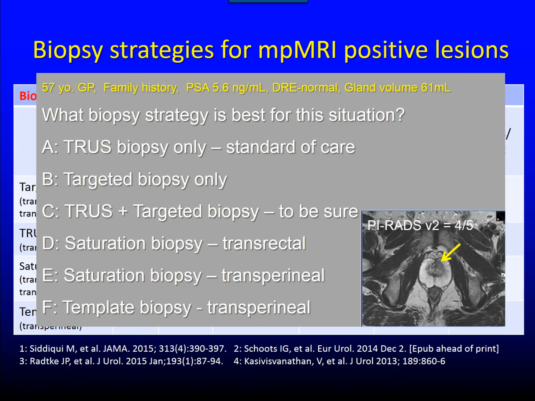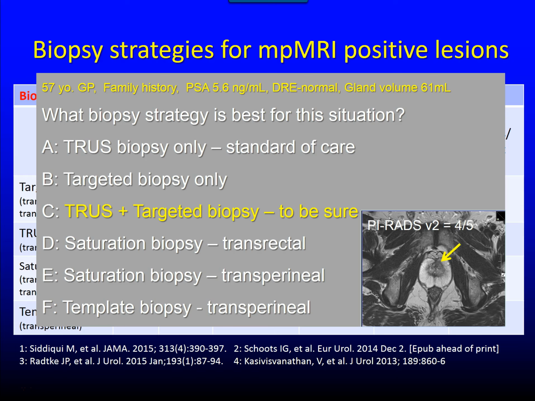Okay, so here we are. This patient. So which is the best biopsy strategy for this particular patient? Would you do truss biopsies because it's the standard of care? Would you do targeted biopsies? Or would you do a truss plus a target just to be sure? Would you do a saturation biopsy with 20 needles transrectally? Would you do a saturation biopsy transperineally? Or would you do template biopsies?